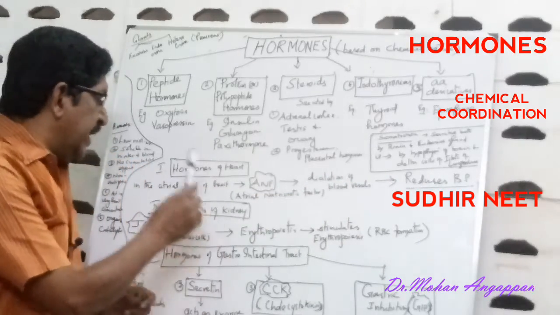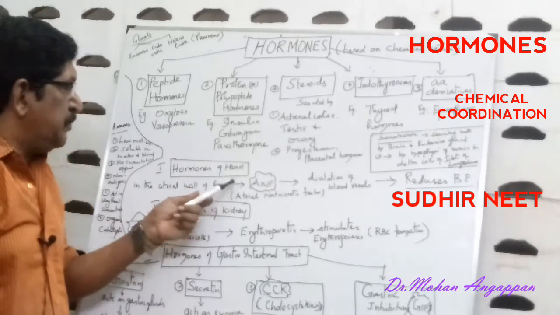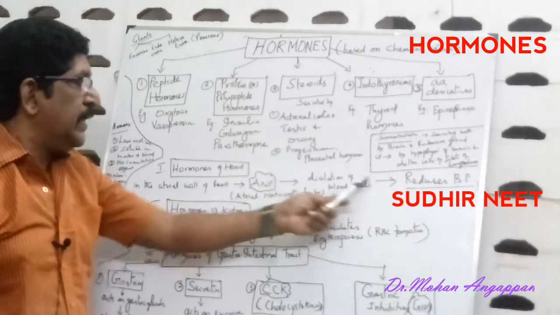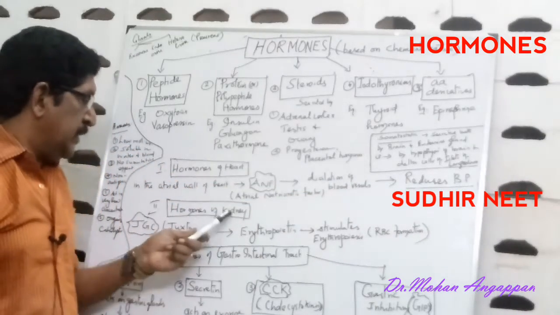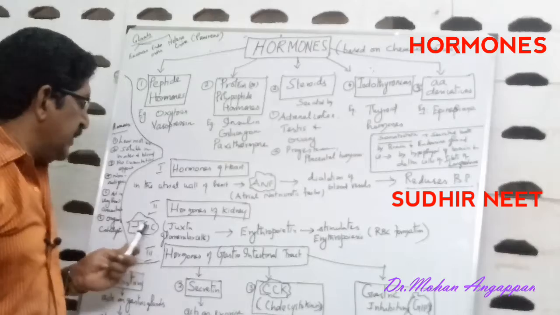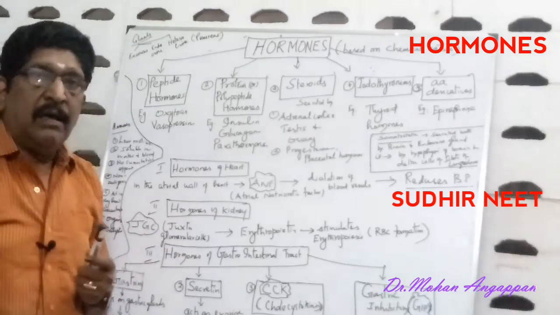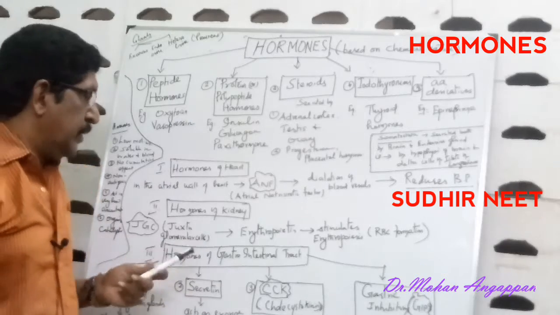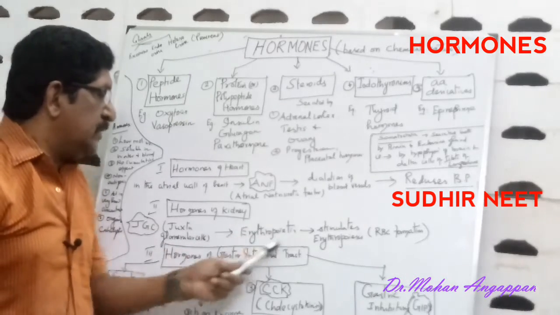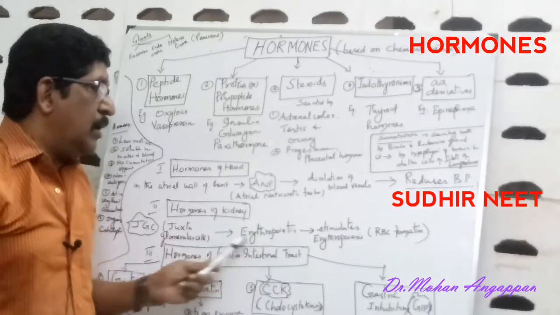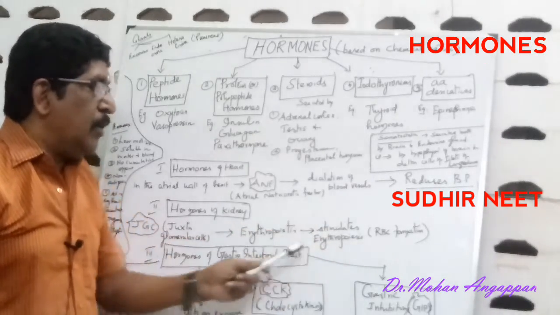Number 2, hormones of the kidney. So the hormones present in the heart actually control the dilation of the blood vessels and control the blood pressure. The hormones in the kidney, JGC, juxtaglomerular cells, produce erythropoietin, and this stimulates the process of erythropoiesis.